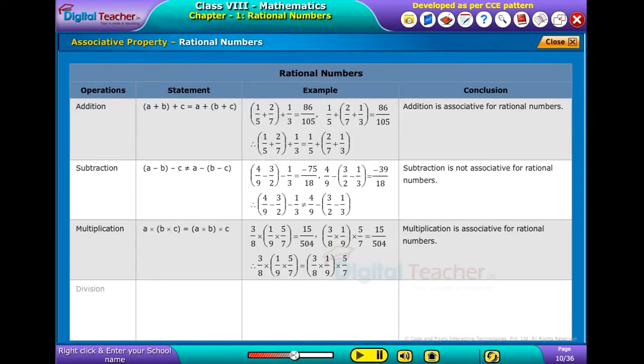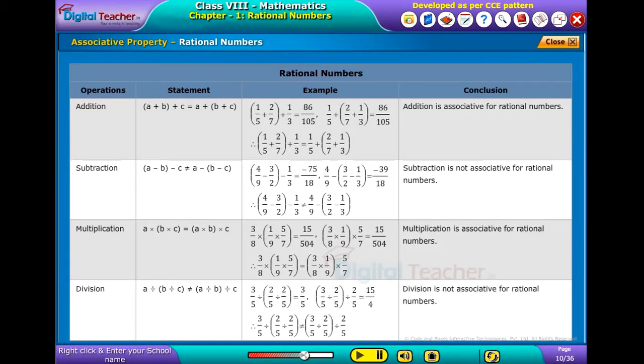Under division, it states that the quotient obtained by the division of three rational numbers is not the same if the order of the division is changed. Its example is as shown on the screen. It concludes that division is not associative for rational numbers.